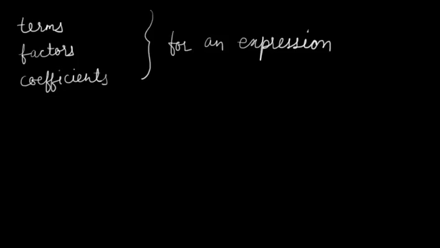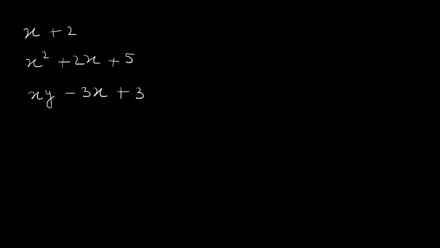What are terms, factor and coefficient in an expression? So first of all, let's see what is an expression. An expression is made of constant and variable. x plus 2 is an example of one expression here. x square plus 2x plus 5 is another example of an expression. Also xy minus 3x plus 3 is one more example of an expression.